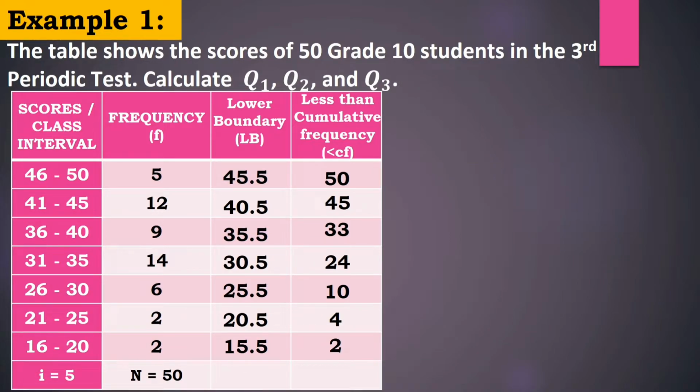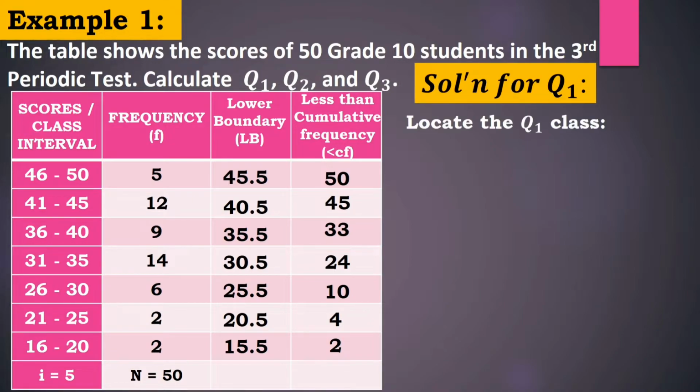Since kompleto na ang table natin, we can now solve for the Q sub 1. And first step is, we have to locate the Q sub 1 class. That's by using the formula Kn over 4, where k is 1, since Q sub 1 yan, and 50 is the total frequency. So, N is 50. So, 1 times 50 divided by 4 is 12.5. Ngayon, titignan natin sa less than cumulative frequency kung saan 12.5 is less than or equal to. Okay? Less than or equal to.